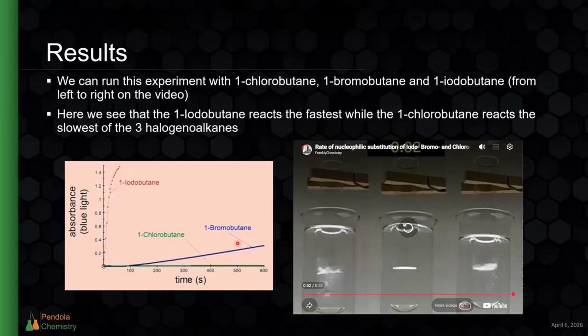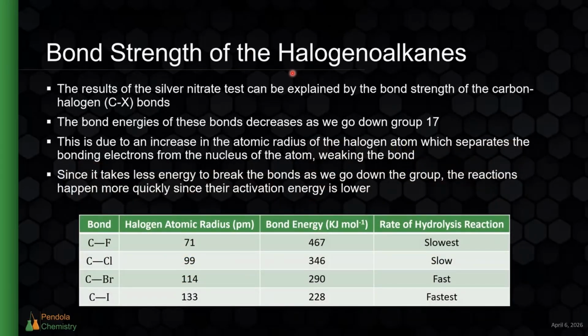So that's the result of this lab. But why does this happen? At a chemical level, why does 1-iodobutane react so much more quickly than 1-chlorobutane if the only difference is which halogen we have in the reactant? Well, that's where bond strength comes in. This is probably a good thing to start reviewing now because the exam is so close, but this is going to go back to our bonding and enthalpy section.